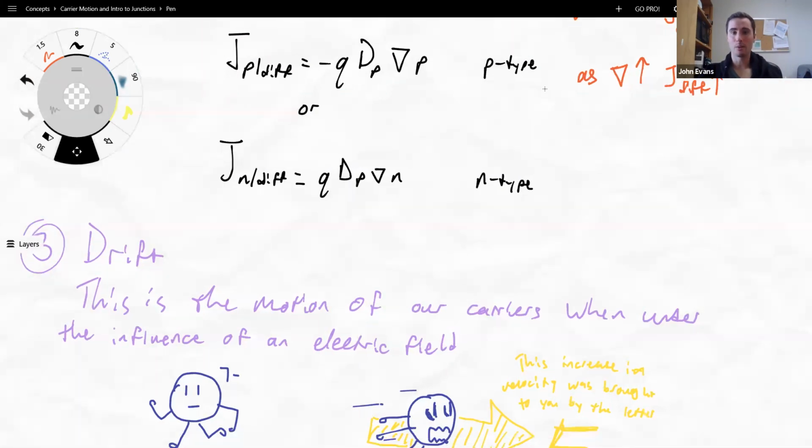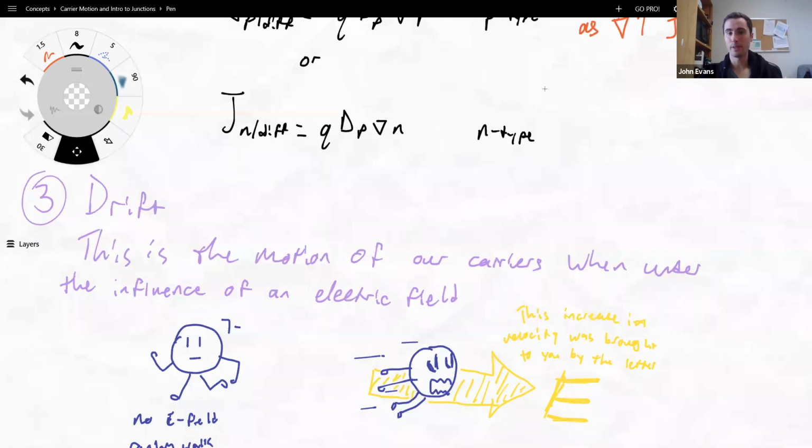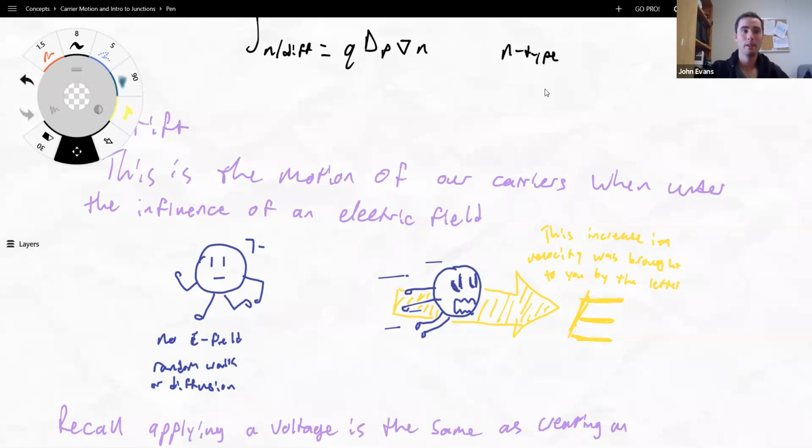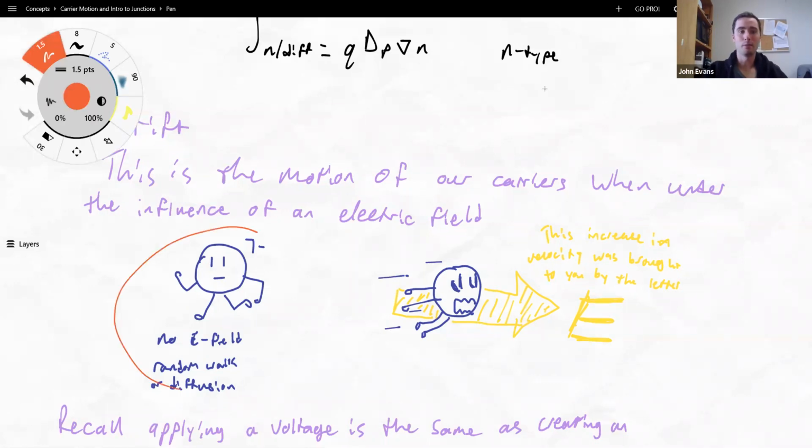So it is when they're under the influence of an electric field. We can say we have our particle over here doing its nice little random walk. Maybe it could be diffusing, it doesn't really matter, it's just moving around however it wants to move. And then all of a sudden we're going to push it really hard with this electric field.